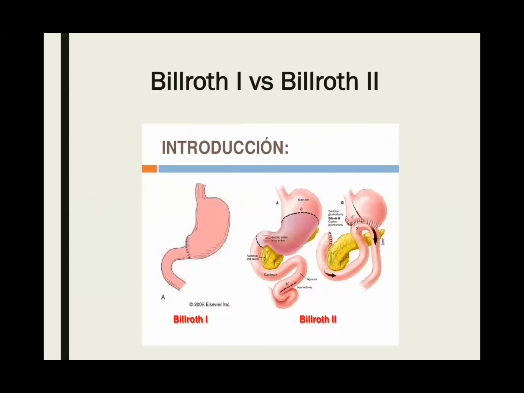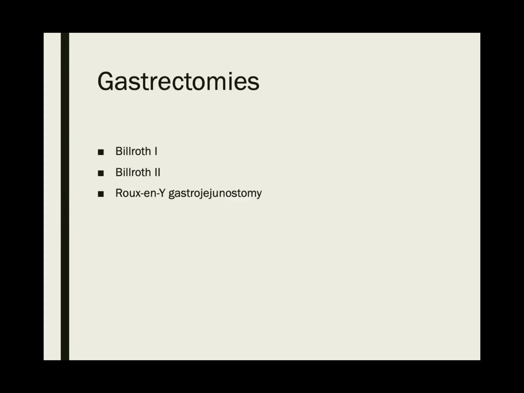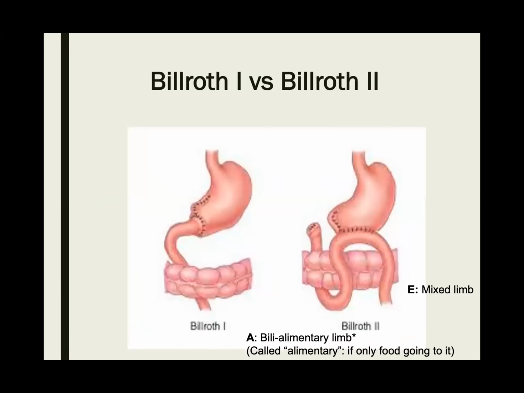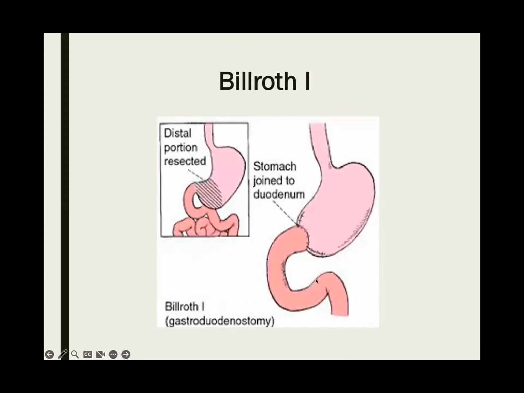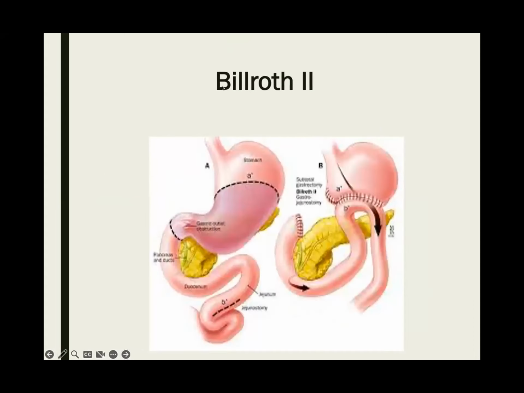So what do you remember from the complications of Billroth 1 and Billroth 2? So from Billroth 1, we have the alimentary limb, right? If you guys remember. Yes, we have dumping syndrome, okay? And yeah, the early and late, yes.